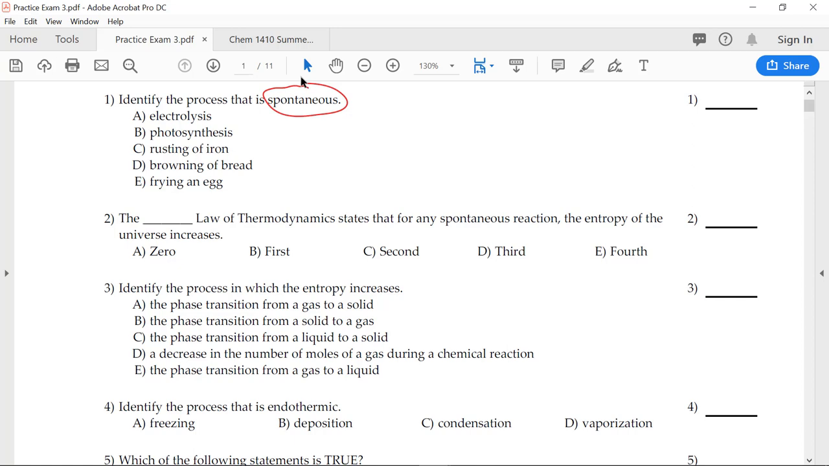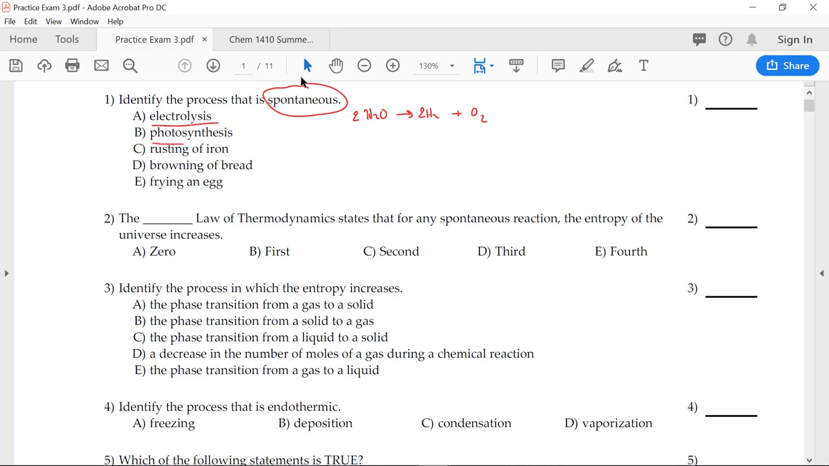The first choice, electrolysis, is non-spontaneous. This is because it requires continuous input of electrical energy for electrolysis to happen. For example, when you have water, it will not automatically decompose to hydrogen and oxygen. But if you have continuous input of electrical energy, this can be made spontaneous. So what electrolysis does is to make a non-spontaneous process occur by continuous input of electrical energy.